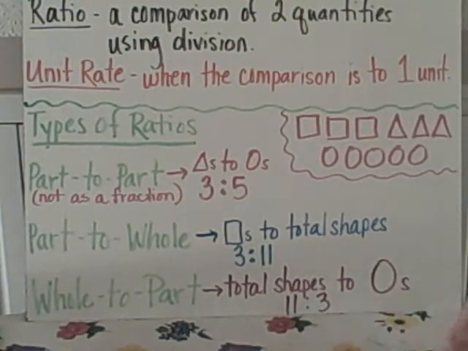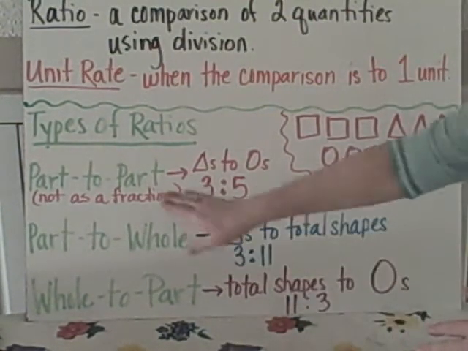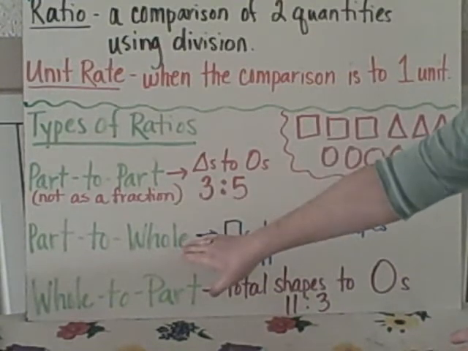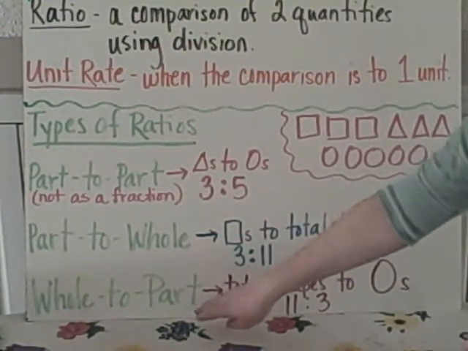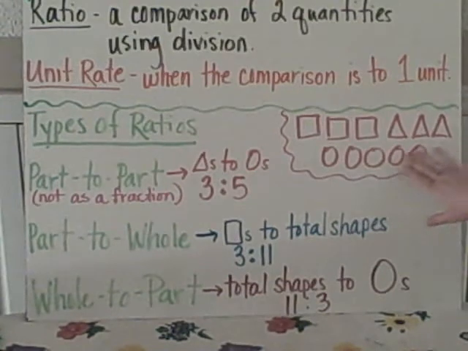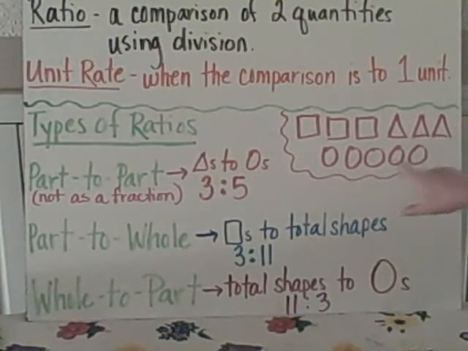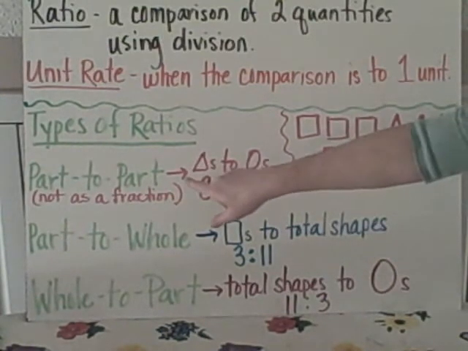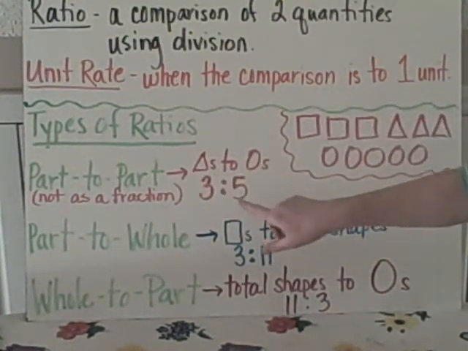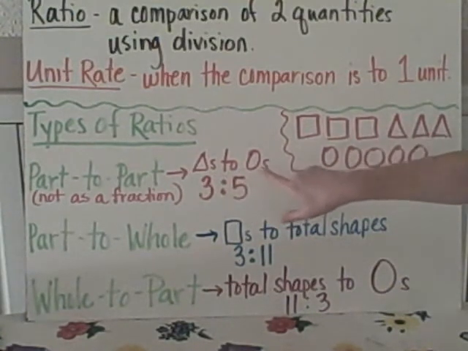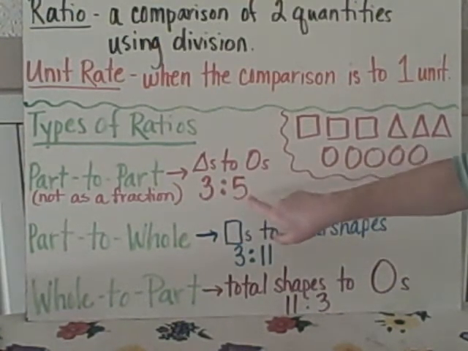There are three different types of ratios that we're going to talk about. We have part to part, part to whole, and whole to part. If you look at the shapes that I've drawn here, I have 3 squares or rectangles, depending on how you look at it, 3 triangles, and 5 circles. If I'm going to demonstrate a part to part, I would be asking you something like the number of triangles to the number of circles, which is 3 to 5.